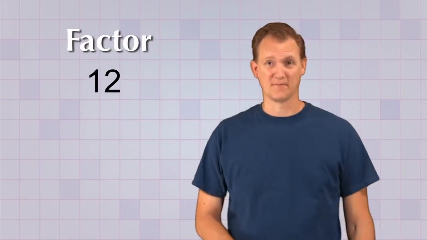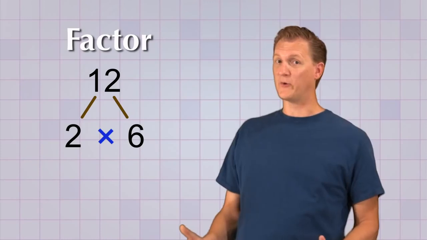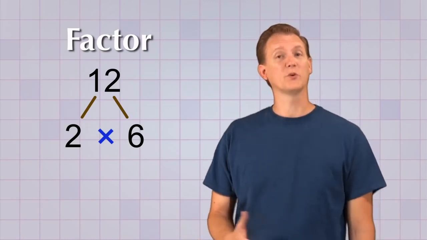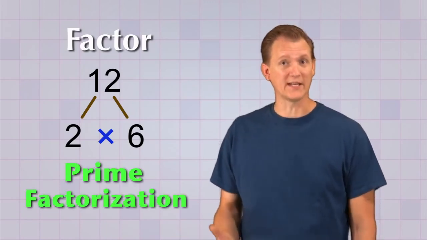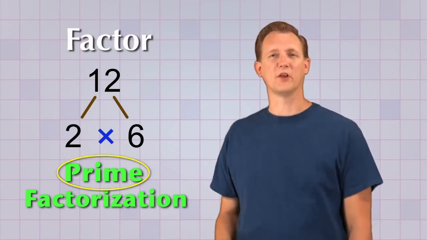So let's get started. 12 can be factored into 2 times 6. So we're done, right? Well, not yet. Because we're doing prime factorization, we need to keep going until all the factors are prime numbers. So let's see if they are.